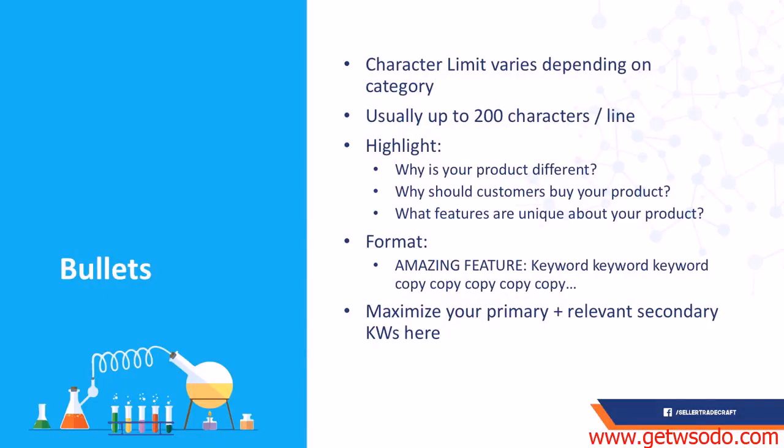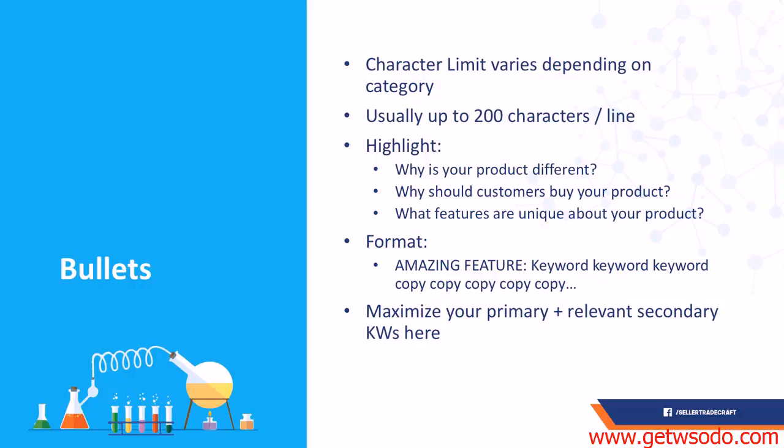Next, the bullets. So the bullets are the section that are to the right of the images and just right under the title and the price. So the character limit I found really varies depending on the category. Usually they're up to about 200 characters per line, but I have found that when you're in the grocery section, that severely limits down to anywhere from 50 to 70 characters per line. But ultimately, what you want to do with the bullets is you really want to use this as an opportunity to highlight your features and highlight why you're different, while at the same time maximizing the use of your primary and relevant secondary keywords here.